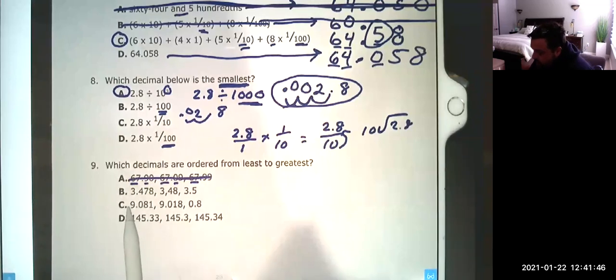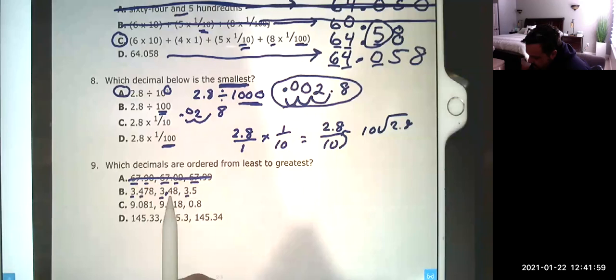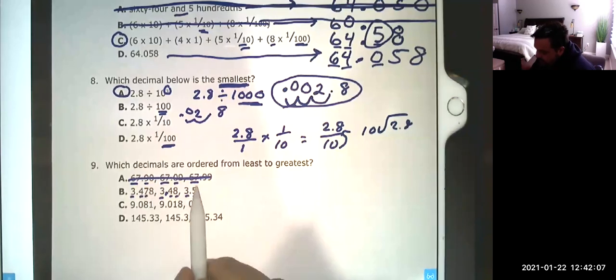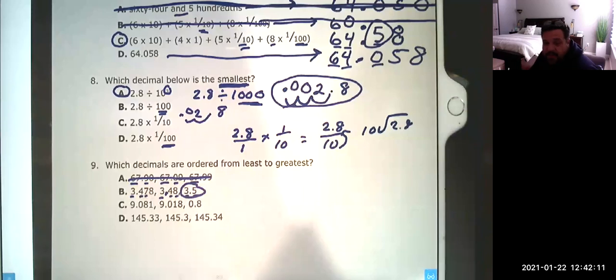Now let's look at B. B has 3. This is supposed to be a decimal. That's a typo. 3 and 3. That works. Then it goes to the tenths. 4, 4, 5. That's still least to greatest, right? Then it goes to the hundredths. 7, 8. And then this one is already bigger because it's 0.5, right? So we don't have to go that far anymore. So B definitely goes from smaller to bigger, right?